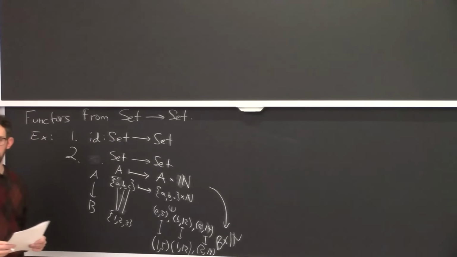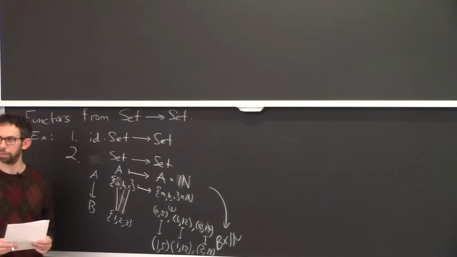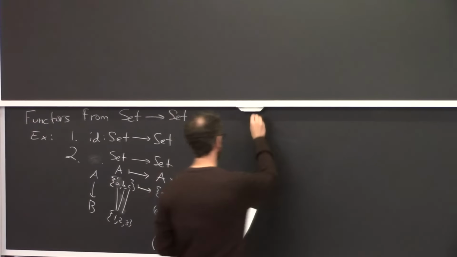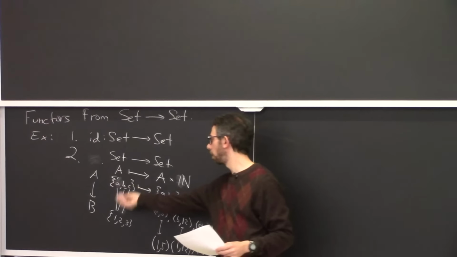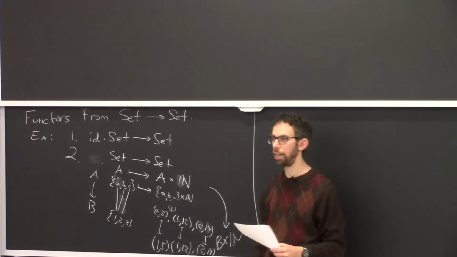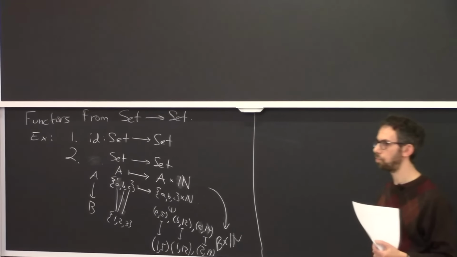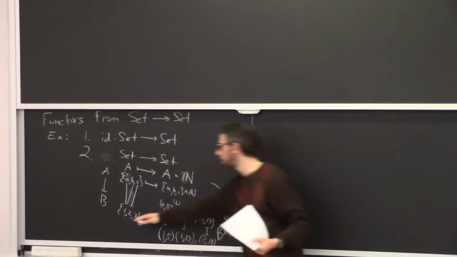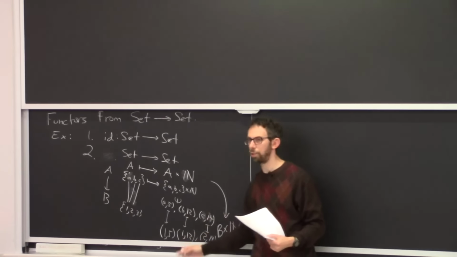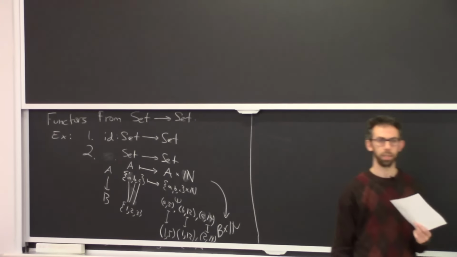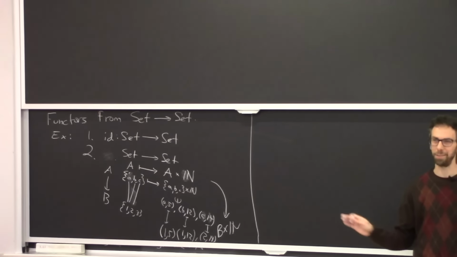And then you should just check for yourself, or check later, that this is going to send identities to identities. And it's going to send composition to composition, and so it's a functor. If I did this twice, and I did it twice over here, it would match up correctly. Just think about it if it's not parsing.